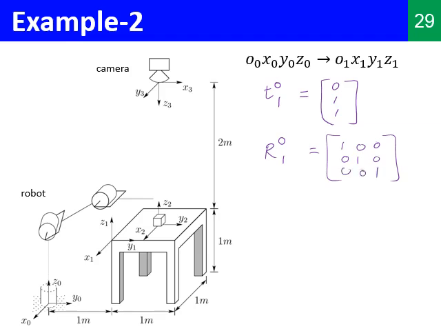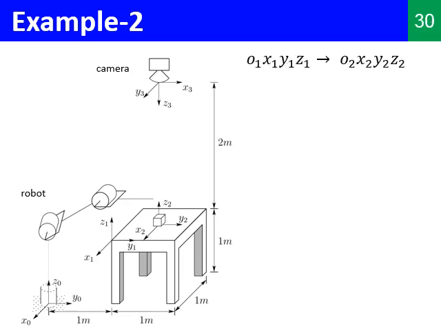So from these two, we can write H01 to be zero, 1, 1. Okay, simple as that. Next, we have been asked to find the H matrix between frame 1 and frame 2. So frame 1 is here, frame 2 is there.